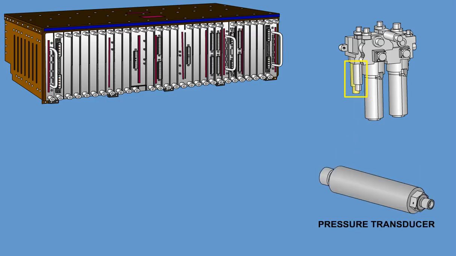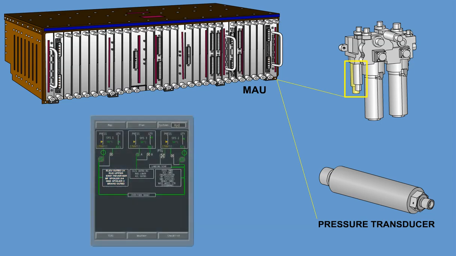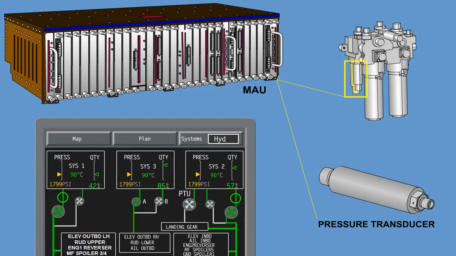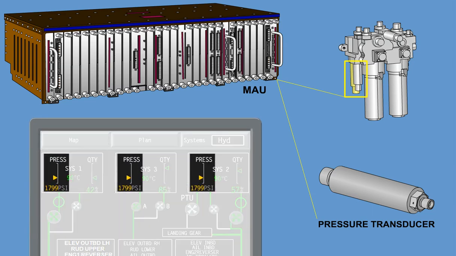The pressure transducers, one for each system, are connected to the MAU and provide hydraulic system pressure indication to the cockpit crew. On the MFD hydraulic system Synoptic page, pressure values are displayed in amber for values below 1800 psi, green for values between 1800 and 3300 psi, and white for values above 3300 psi.